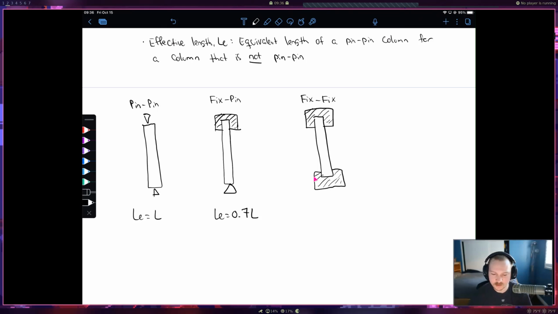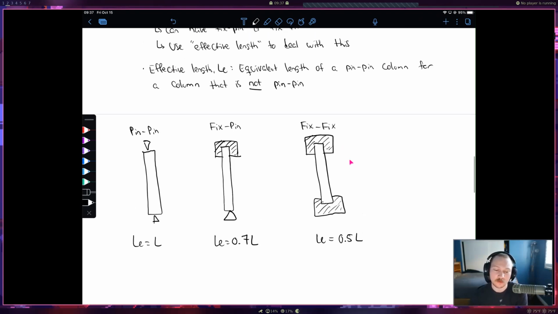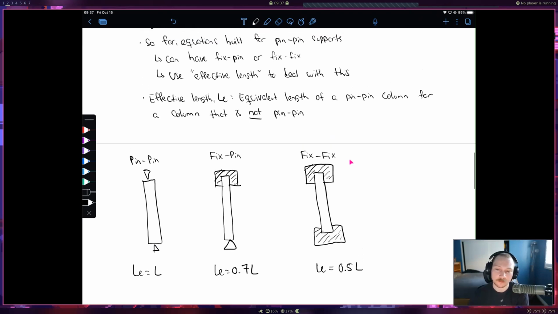Alright, so we have two fixed supports here, and the effective length is 0.5 times the length of the column. So again, if we're looking at this one, we have a fixed column, and this is saying that the equivalent length of a pin-pin column would be 0.5 times the length of this fixed column. So we're going to basically substitute L sub E for L.